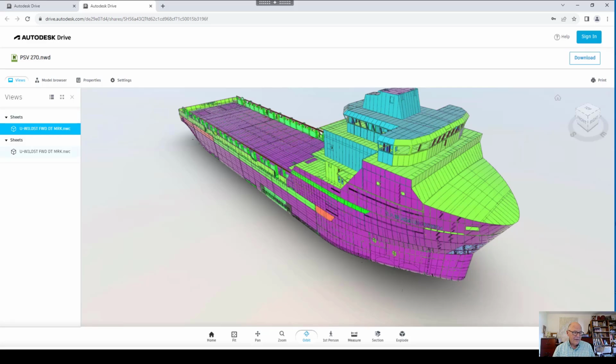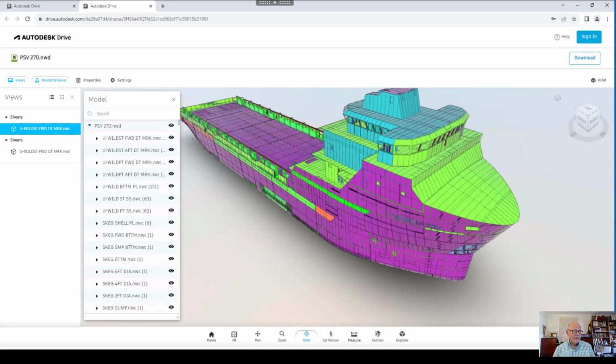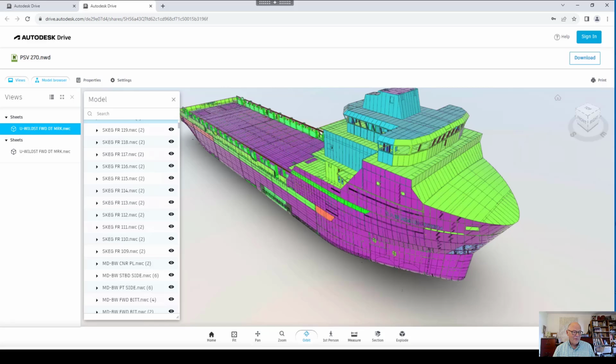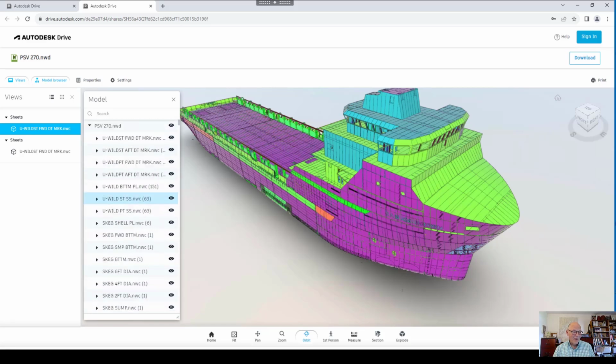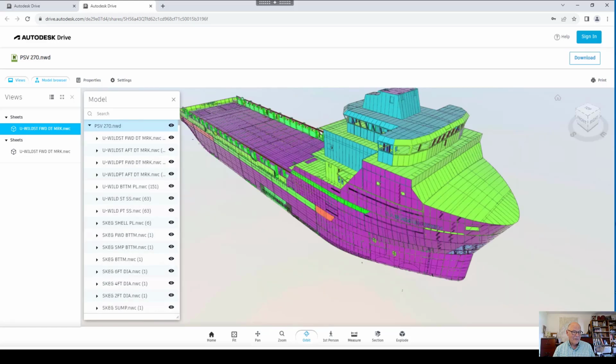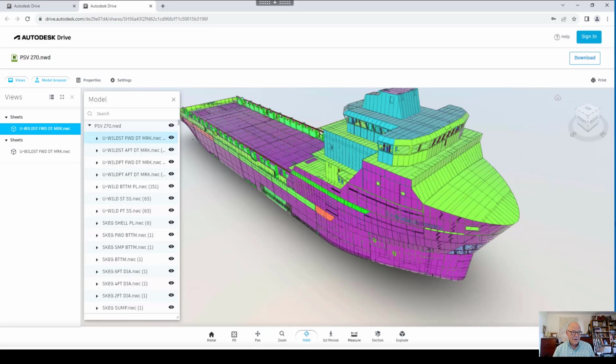You have saved views if you want to, but if you go to Model Browser, you'll notice there are a number of other views as well that have been saved. And right now, you're looking at all of them. You can turn those views on and off. In fact, if we do this, everything goes away. But you can turn individual views on and off.